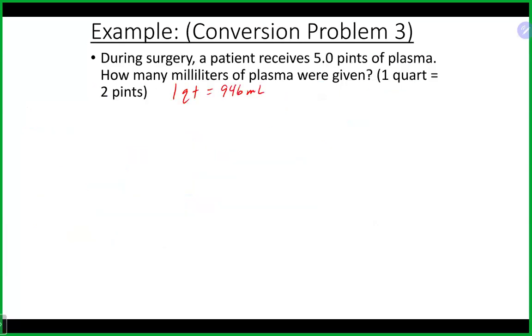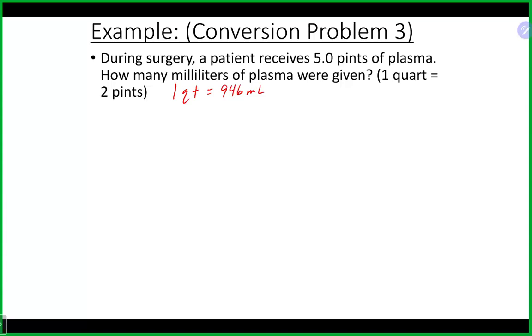All right, I want to try this one here. During surgery, a patient receives 5 pints of plasma. How many milliliters was given? Again, a quart is 2 pints, and a quart is 946 milliliters. All right, let's see how you're doing.